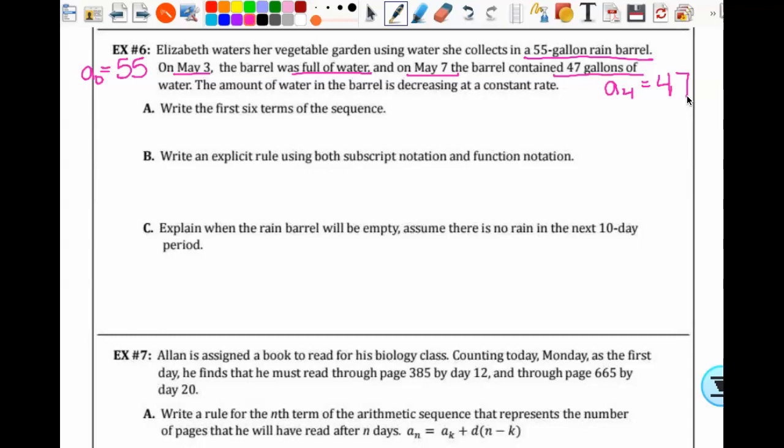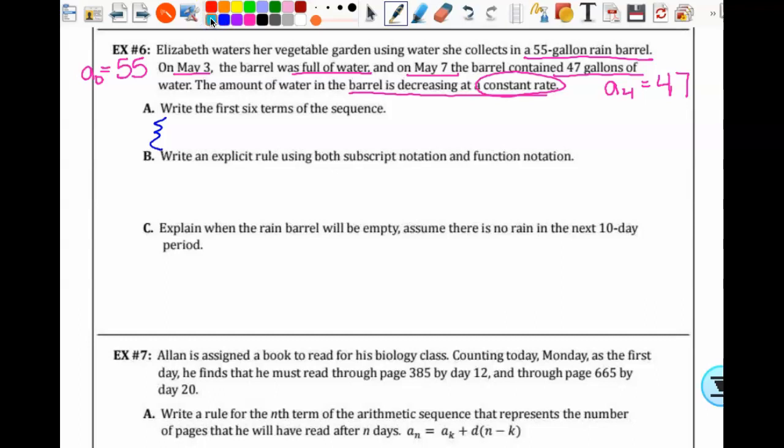The amount of water in the barrel is decreasing at a constant rate. This is what tells us that it's an arithmetic situation, that it is linear. Does that make sense? Constant rate of change, that's your slope. It says to write the first 6 terms of the sequence. Is the first term 55? No, that's term 0. So we have to figure out what the first term is. What do we need to know to figure that out? Slope, absolutely.